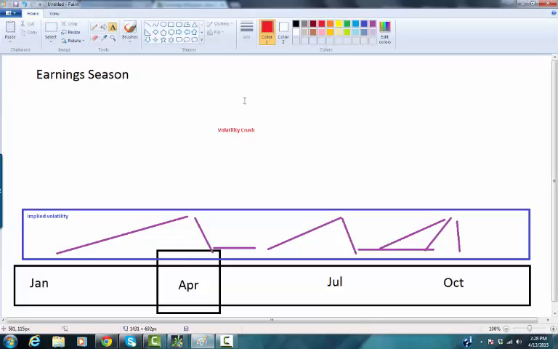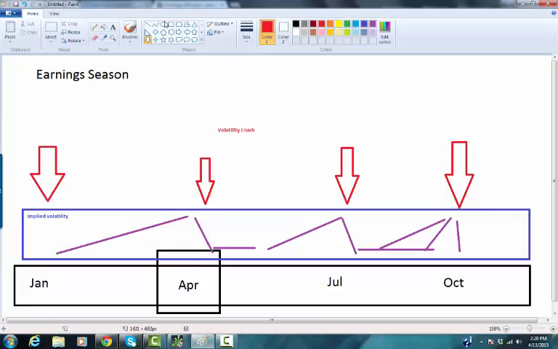This is a term you'll hear traders talk about quite often when they're trading earnings. It's on the earnings date when the implied volatility drops like a rock, okay? Now, this is priced in. It's part of options trading.